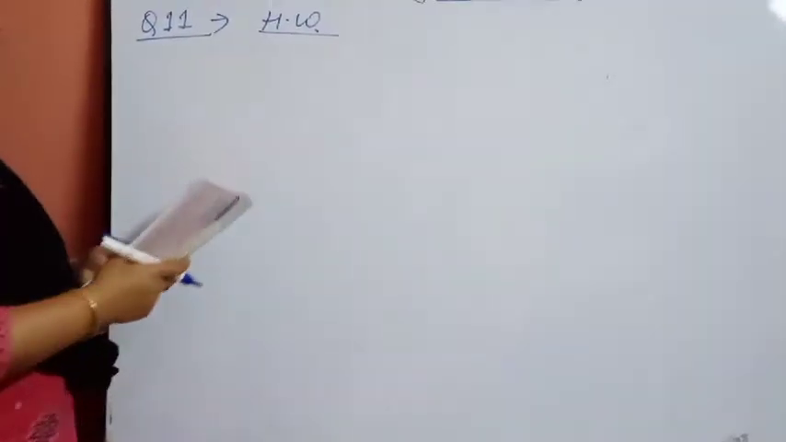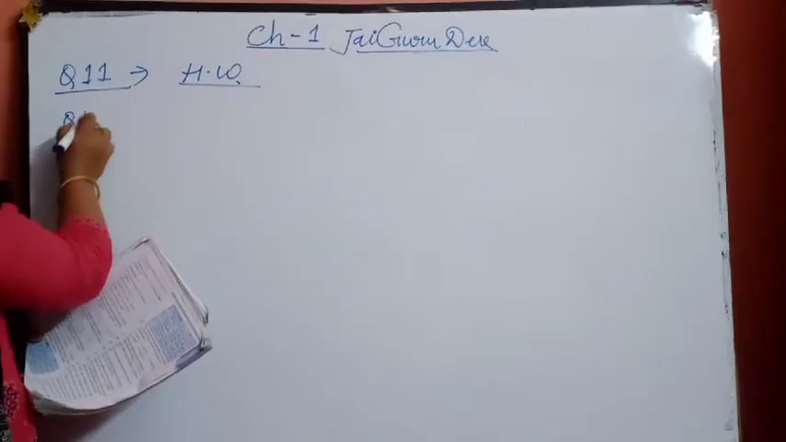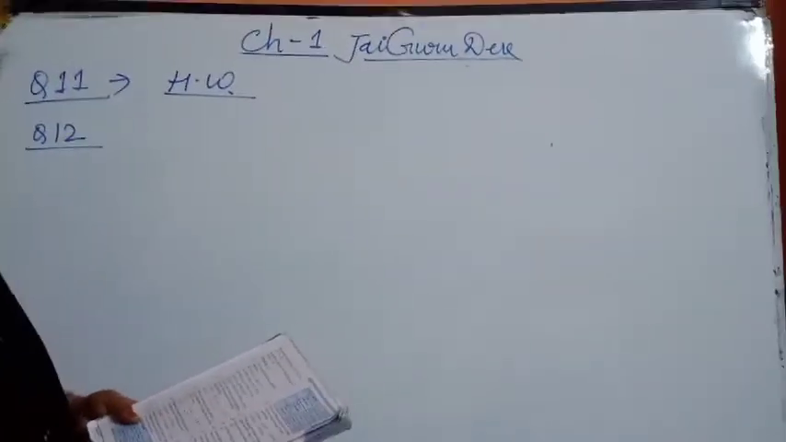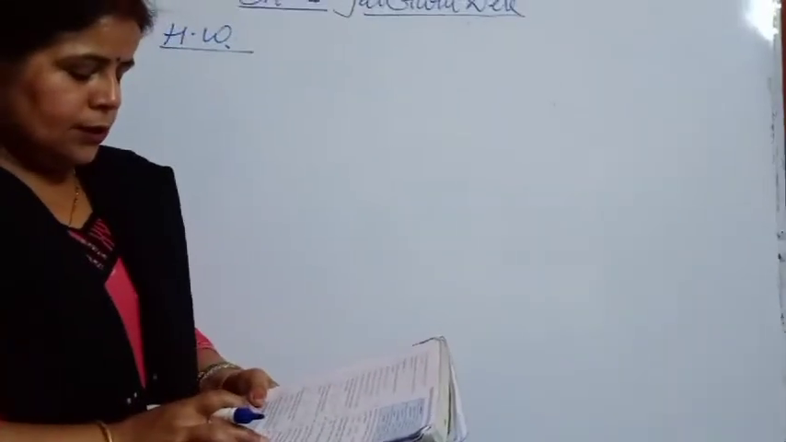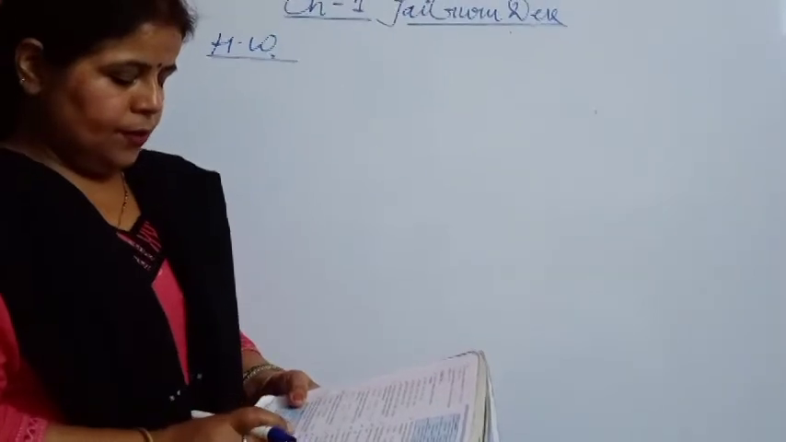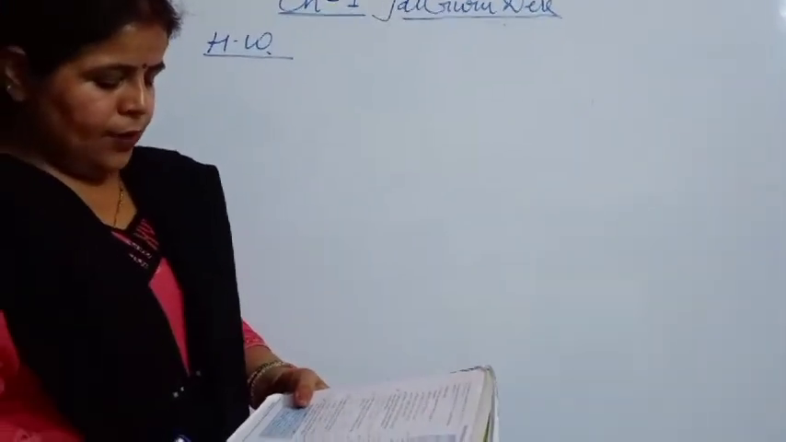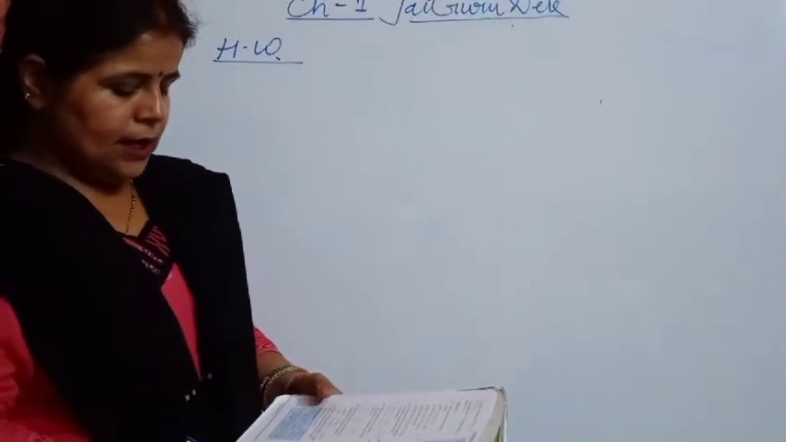You have learned how you will solve that. Then see question number 12. What is question number 12? Write all the 3-digit numbers using 572 and find the difference between the greatest and the smallest number.